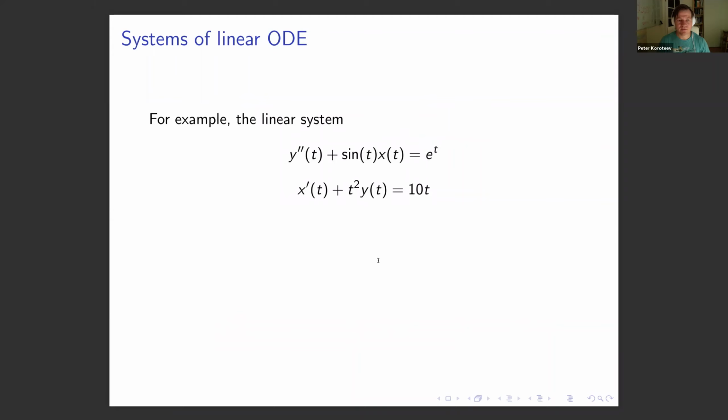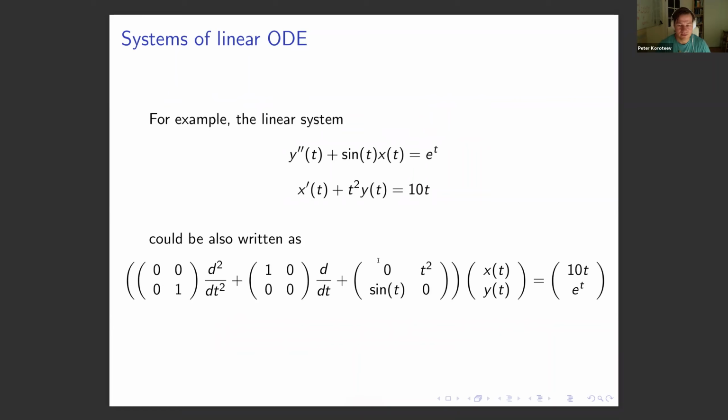In the previous example, we have this linear system. Let's write it down as this matrix differential equation. You can check that these two statements are equivalent. See, we're only taking the second derivative of y, so that's why I have matrix 0, 0, 0, 1, d squared over dt squared, and then plus the first derivative. There's only the first derivative acting on x, that's why it's 1, 0, 0, 0, and so on.